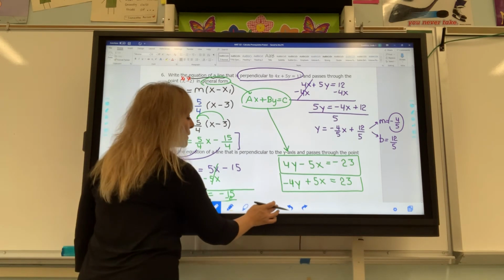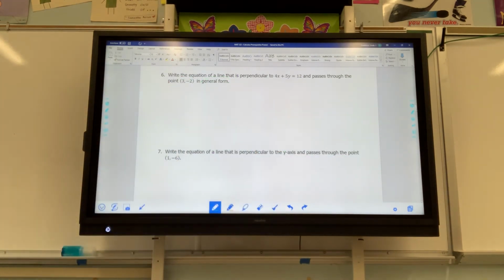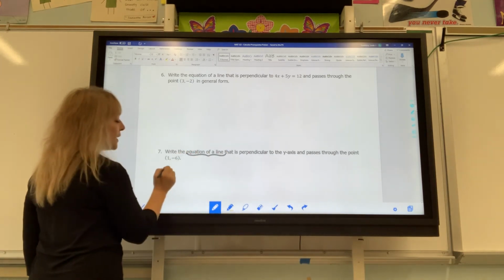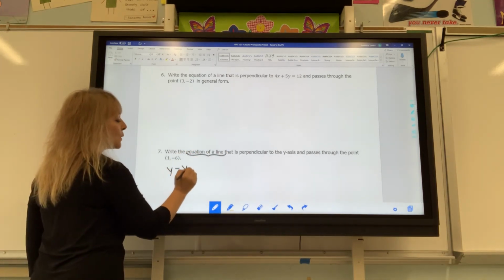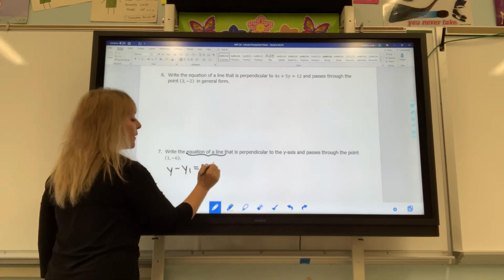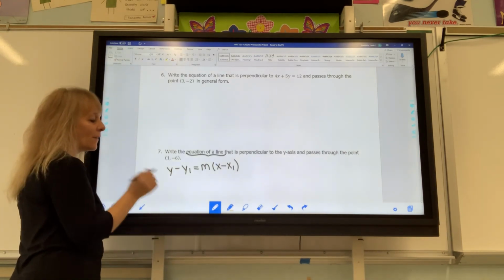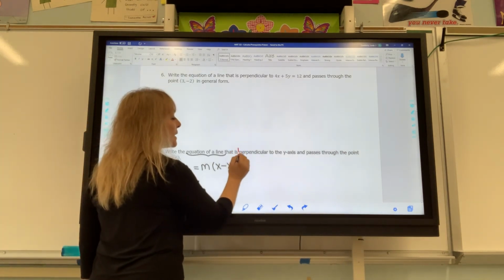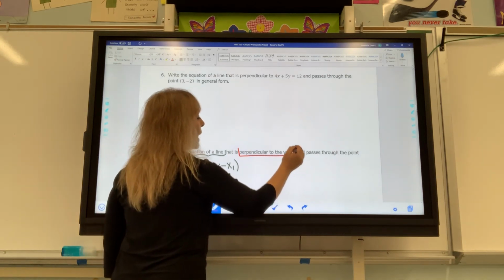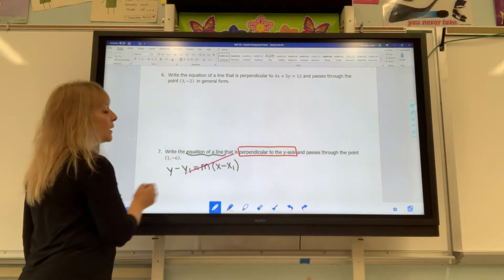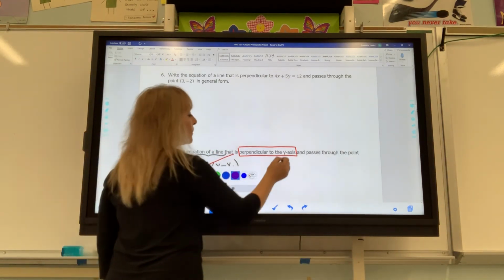Okay, so my last one. Write the equation of a line, and I am guilty of whenever I see equation of a line, I write down y minus y1 equals m parentheses x minus x1, and I'm good to go. But if I read further, it actually says that it's perpendicular to the y-axis. If ever it says perpendicular to or parallel to a horizontal or a vertical line, do not use this. Just graph it.